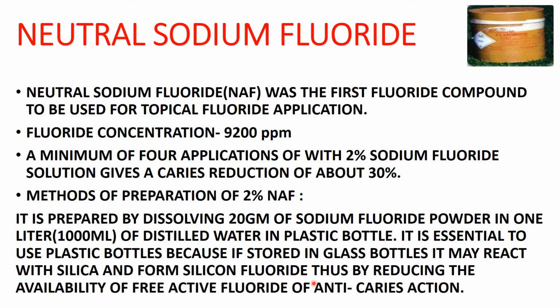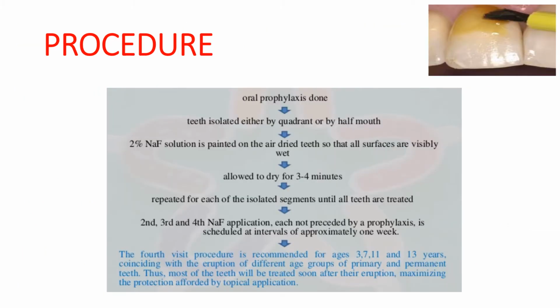You basically need that fluoride for your anti-caries action. But if you make this solution in a glass bottle, that can lead to the formation of silicon fluoride, and by that you are reducing the anti-caries action of this fluoride. Now moving towards the method of application of neutral sodium fluoride according to the Knudsen technique. If this sodium fluoride is pure and uncontaminated, then the solution has a pH of 7, which is nothing but a neutral pH.